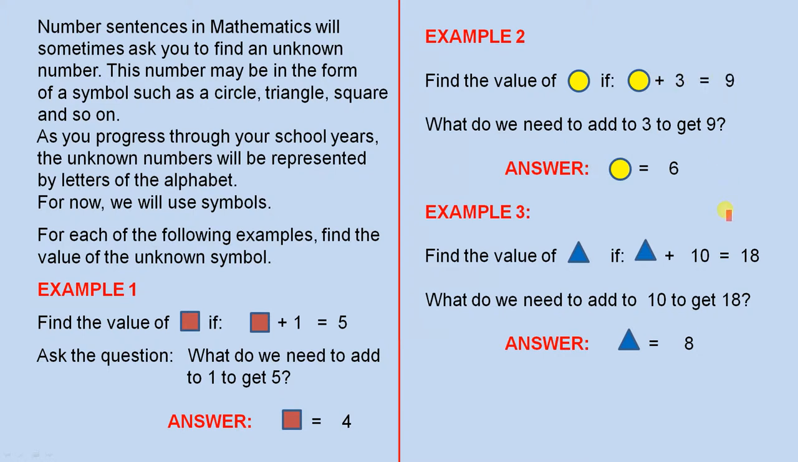Example 3. Find the value of the triangle if triangle plus 10 equals 18. What do we need to add to 10 to get 18? The answer, the triangle must be 8, because 8 plus 10 equals 18.